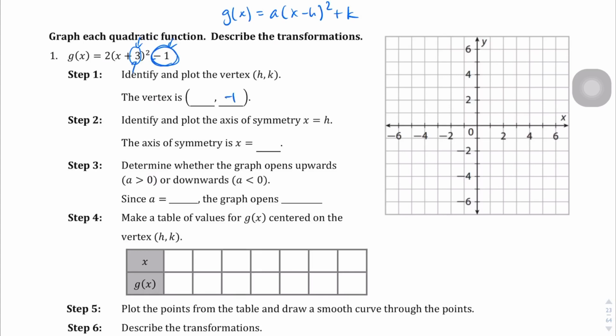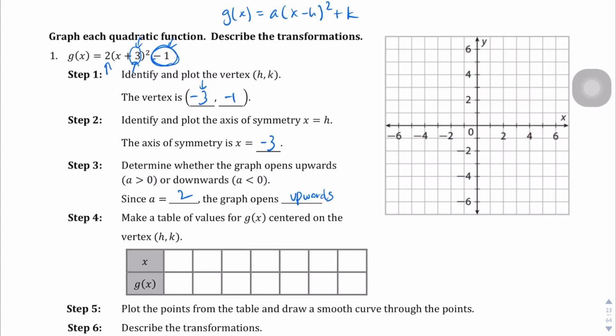Here, remember, when we have a plus something, we need to actually remember it's going to shift over to the left. So in this case, it's going to be negative 3, not positive 3. So the axis of symmetry is just that value there, when x is negative 3. Let's see step 3. Determine whether the graph opens upwards or downwards. It's positive. Therefore, it's going to open up. So it opens upwards.